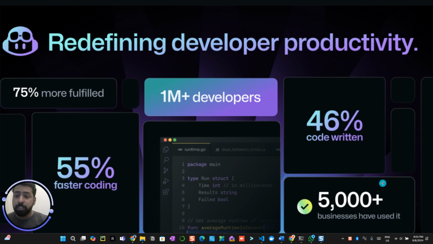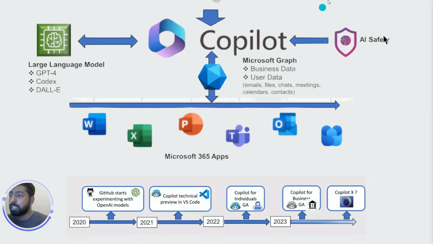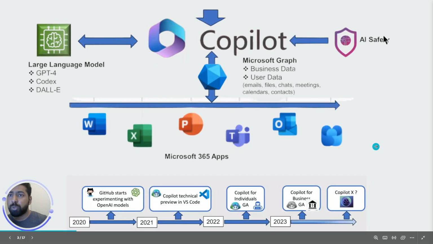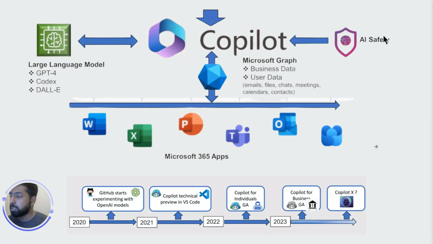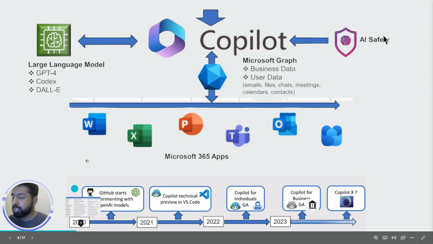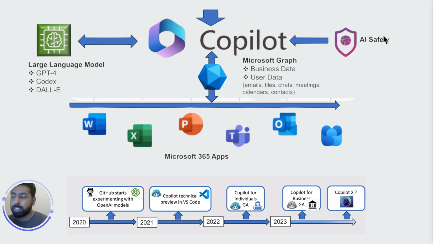Now let me introduce how it has been used in the community. For example, this is like a short video about how Copilot came about. In the year 2020, GitHub started experimenting with the OpenAI models. This is not even the time when ChatGPT was publicly available. OpenAI was there, and GitHub was already trying the OpenAI models.